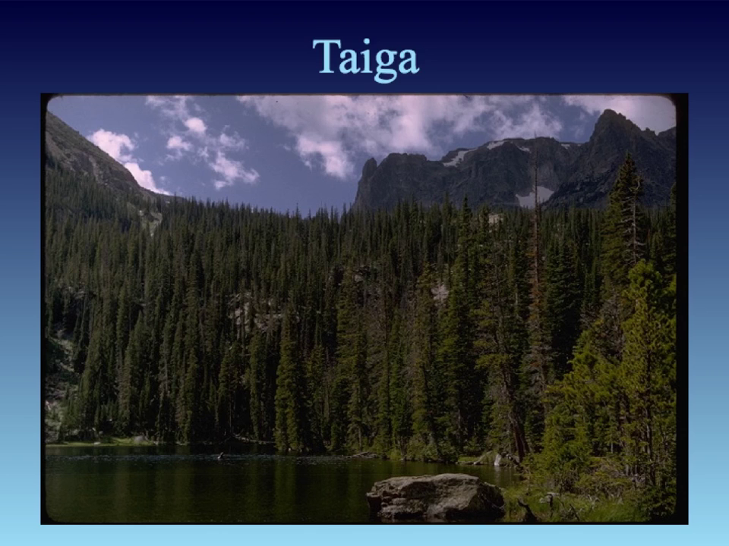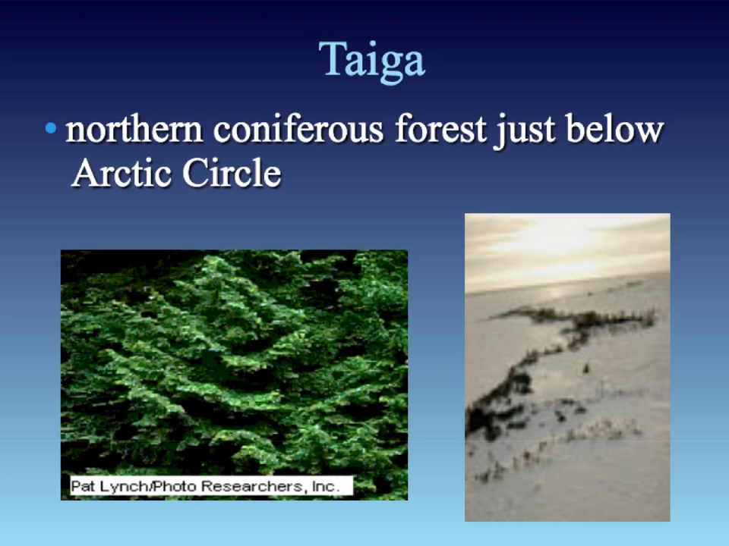The next terrestrial biome that we're going to talk about is taiga. And taiga is found just below the Arctic Circle, and they are coniferous forest. And a coniferous forest is one that the trees have cones.